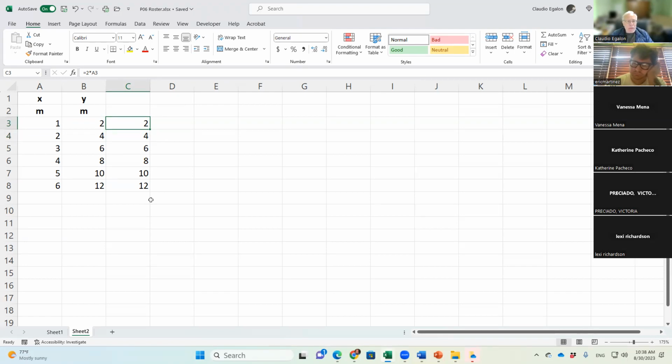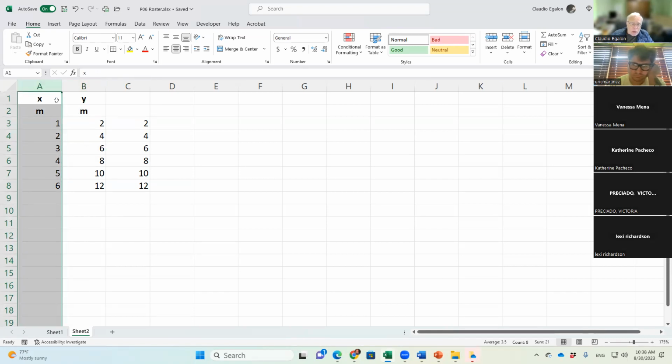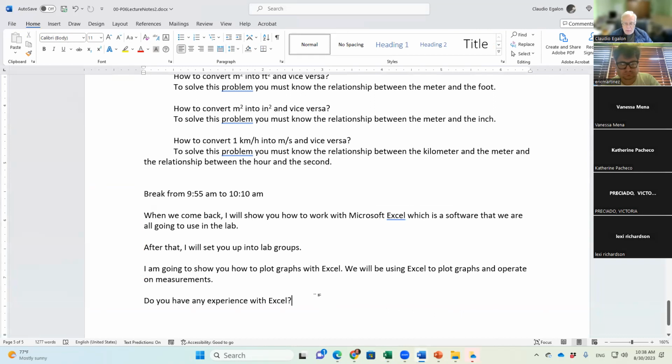And now we're going to plot this graph. By the way, one very important thing about Excel: by default, when you have this column to the left of this other column, it means that those numbers in the column to the left will end up in the x-axis. Maybe I should even document that. Plotting in Excel. Let's go back to my notes.